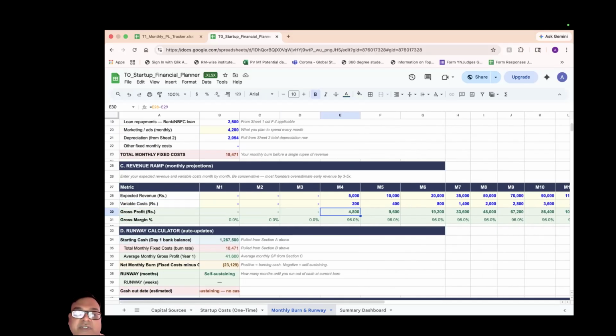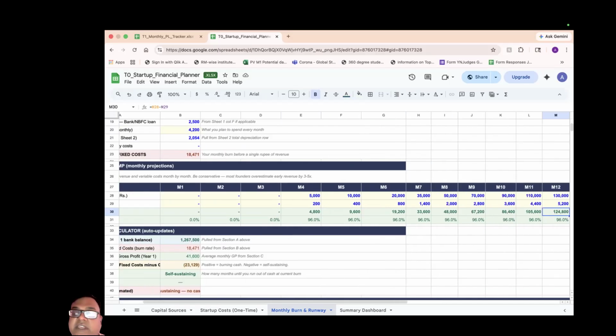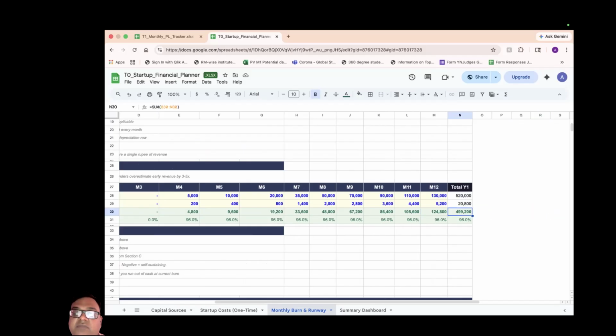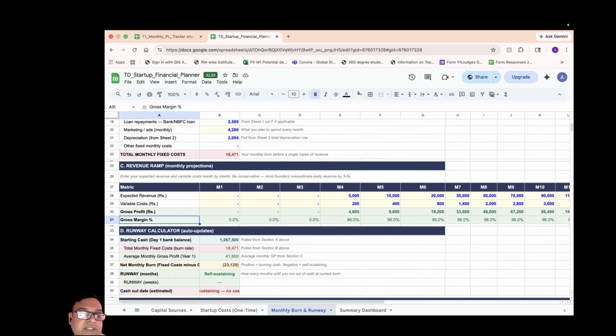So the gross profit will start from 4,800 to 4,99,000, nearly 96%. Good business. This is the assumption we've taken. We're just trying to be conservative at the beginning, not to overestimate early revenue by 3 to 5 times. Okay.